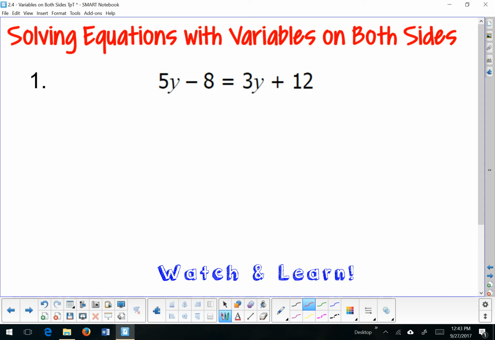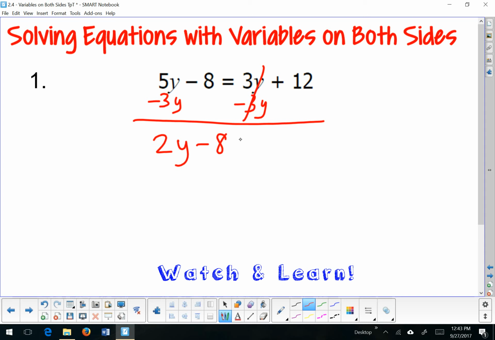I'm going to put my variables on the left for 2 reasons. 1, it's familiar to me and I'm comfortable with variables on the left. And second, if I take my 3y here and subtract it, then 5y minus 3y will remain positive. So those are the 2 reasons that I'm going to elect to keep my variables on the left-hand side. Keeps my variable positive, and I prefer them over here on the left.